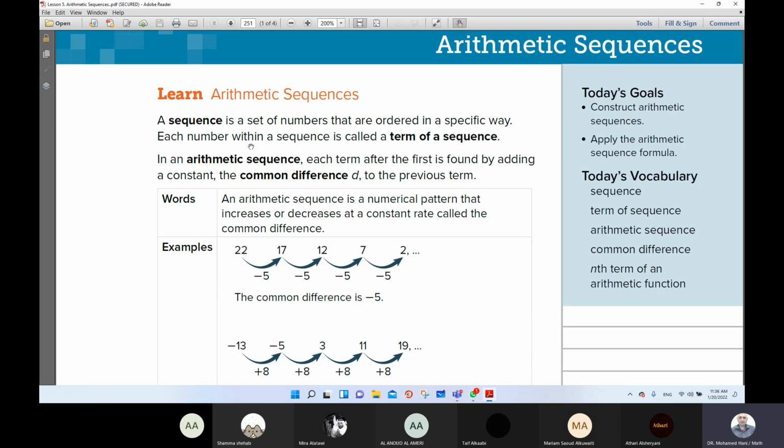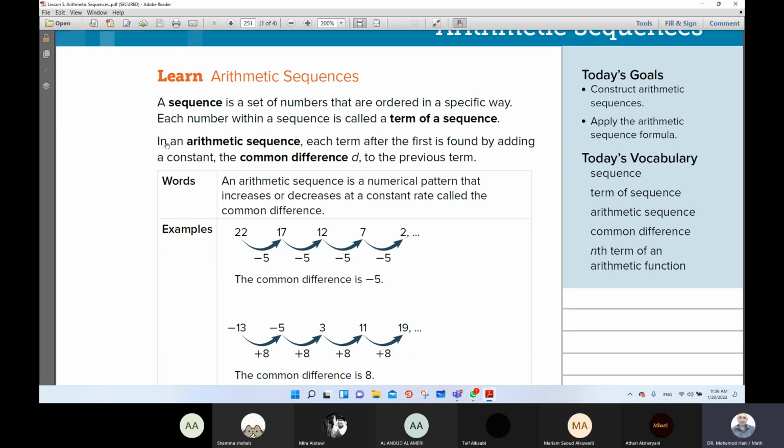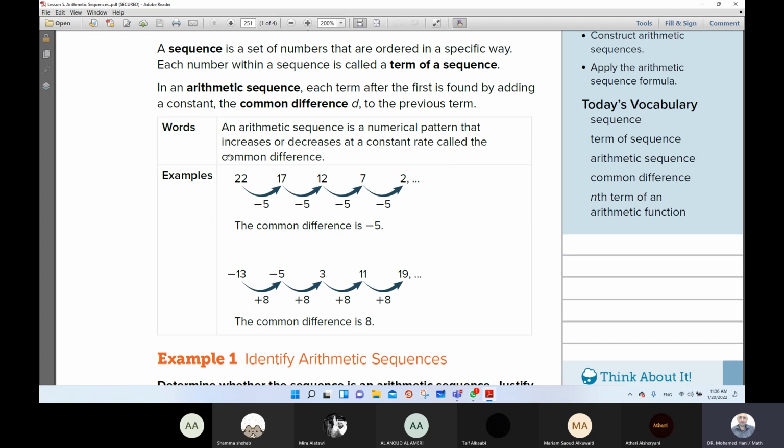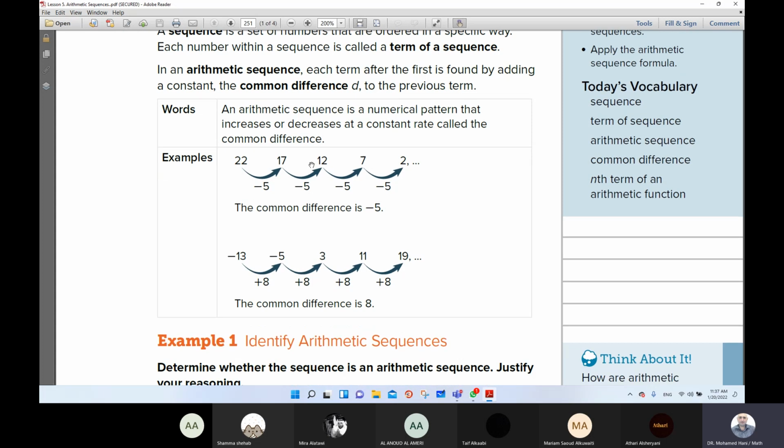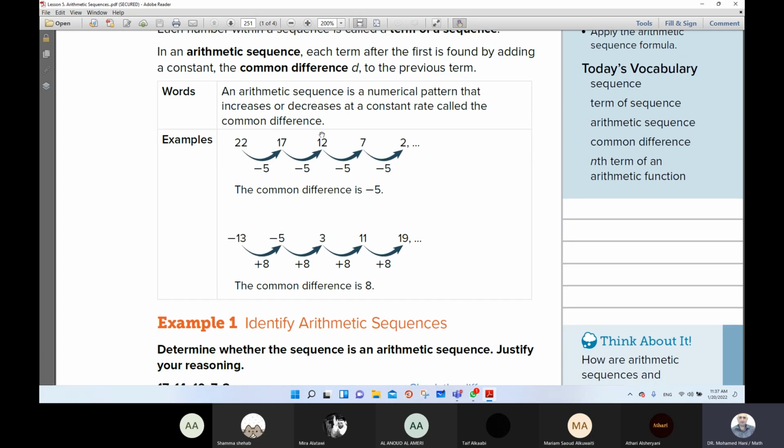Each number within a sequence is called a term of the sequence. In an arithmetic sequence, each term after the first is found by adding a constant, the common difference d, to the previous term. An arithmetic sequence is a numerical pattern that increases or decreases at a constant rate called the common difference. Example: as you see, we have 22, 17, 12, 7, 2, etc.